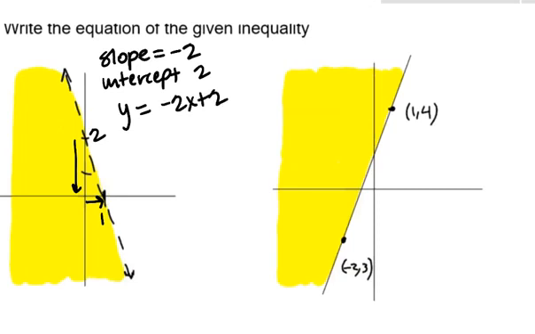Thing is, we know it's a dotted line, so it's not going to be equals. It's going to be either greater than or less than. And here I see that we're shading where y is less. Y is more negative. So I'm going to say that y is less than -2x plus 2.